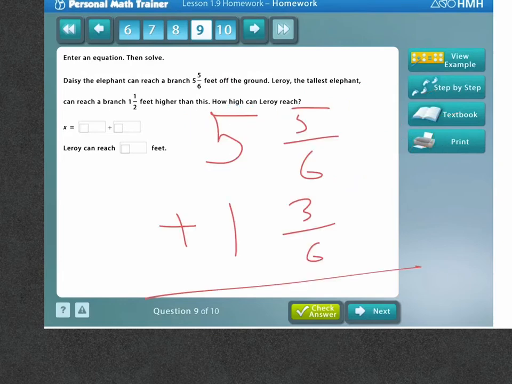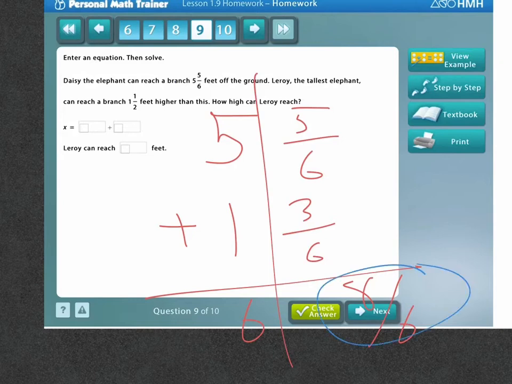Now that they are like denominators, it's easy to add those up. 5 and 3 makes 8, so we have 8/6 here. 5 and 1 makes, draw my column, 5 and 1 makes 6. So it's 6 and 8/6. Okay, you can see that this is an improper fraction. We need to simplify that. 6 will go into 8 one whole time, and there'll be 2 parts left over, 1 and 2/6.